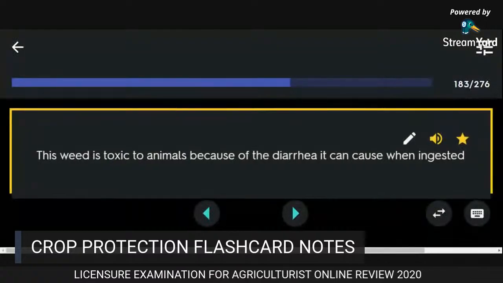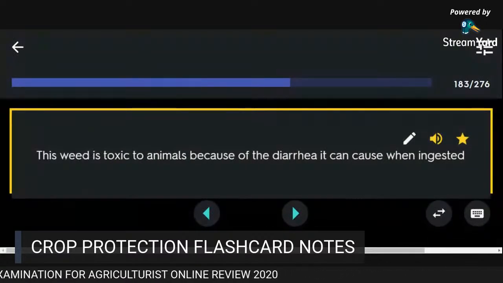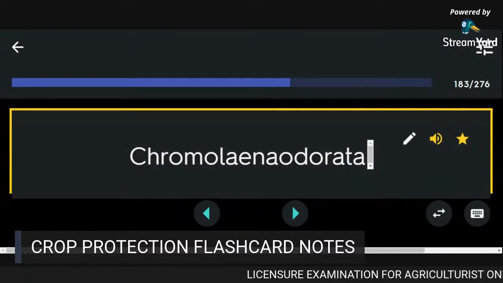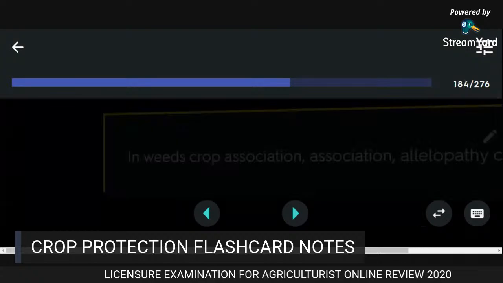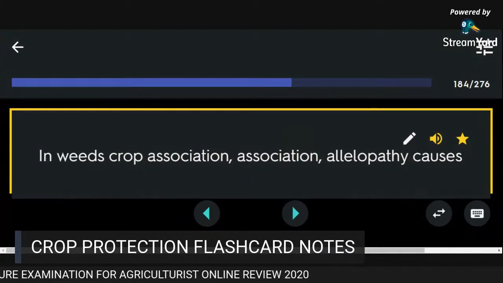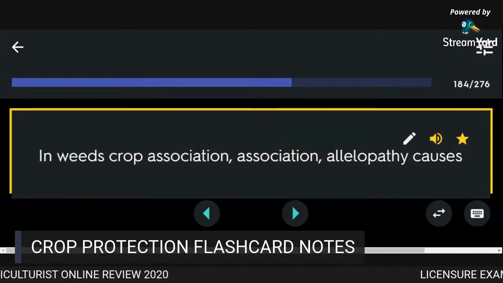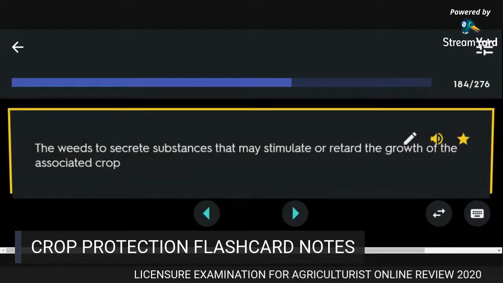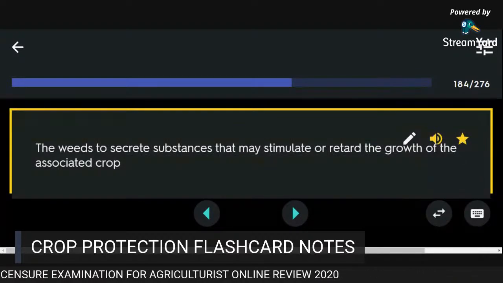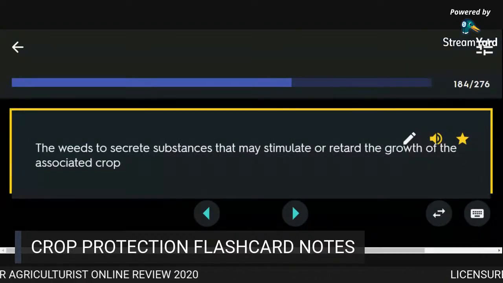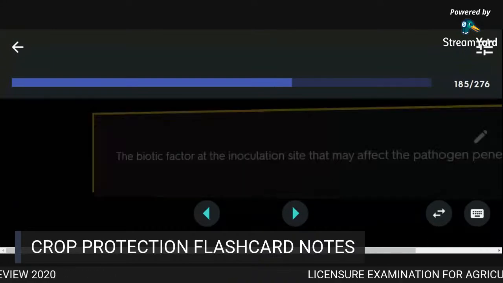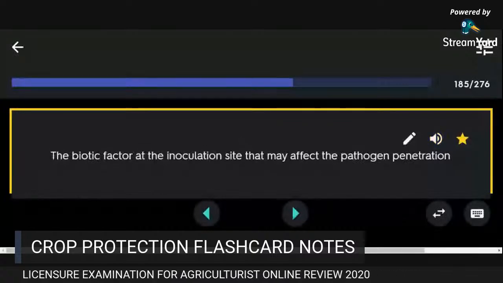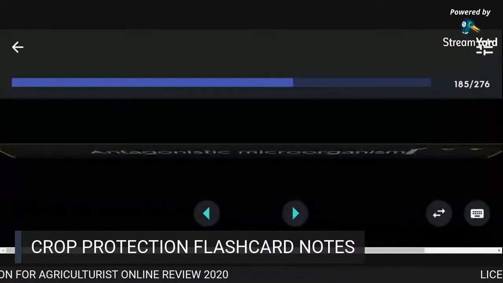This weed is toxic to animals because of the diarrhea it can cause when ingested: Chromolaena odorata. In weed-crop association, allelopathy causes the weeds to secrete substances that may stimulate or retard the growth of the associated crop. The biotic factor at the inoculation site that may affect the pathogen penetration: antagonistic microorganism.